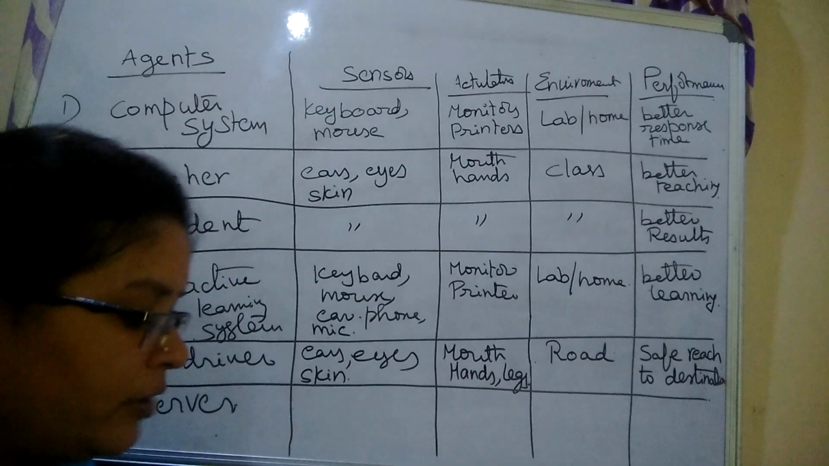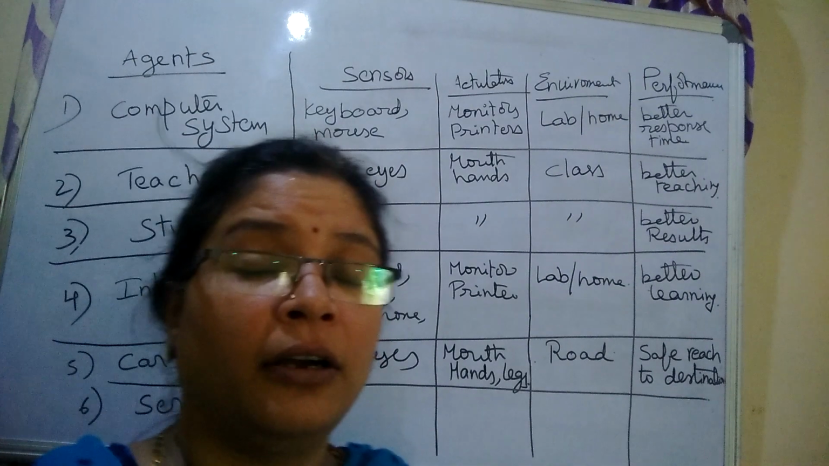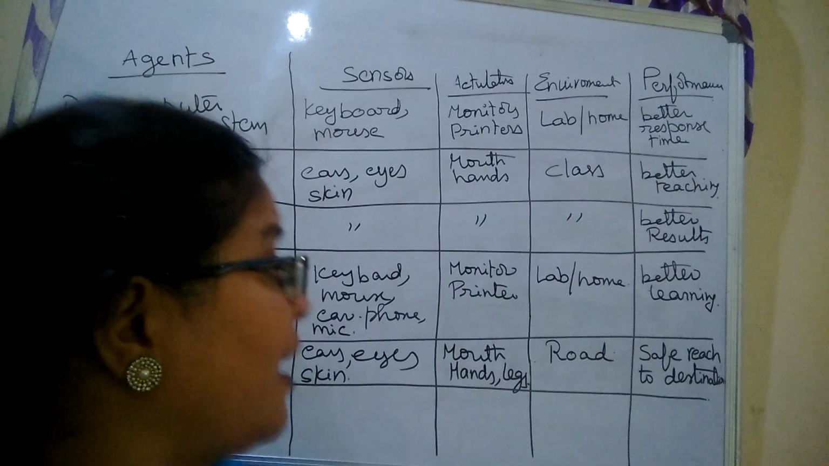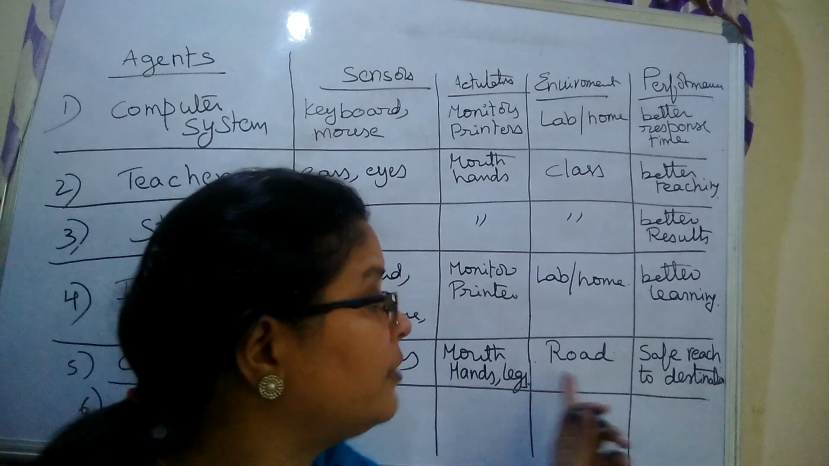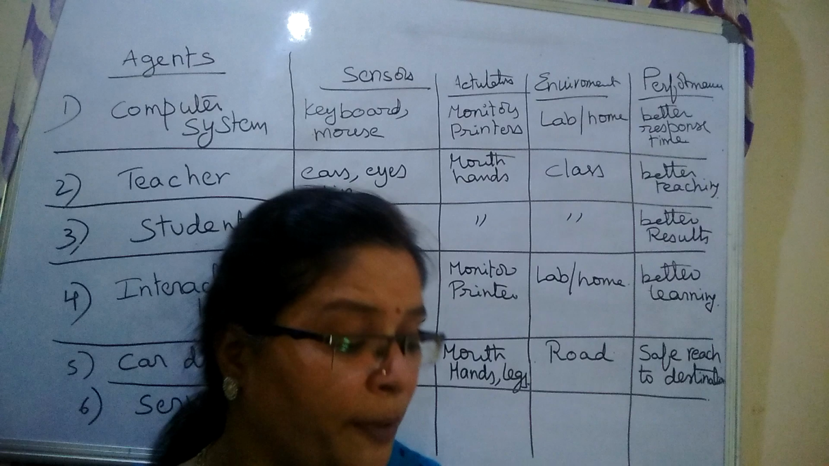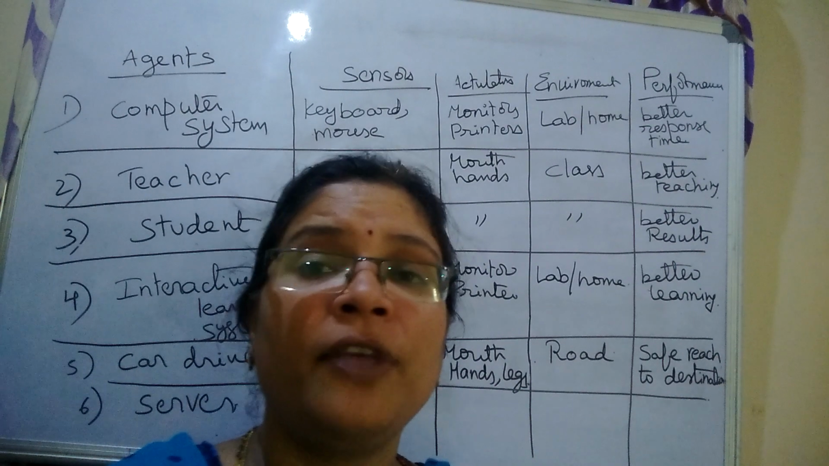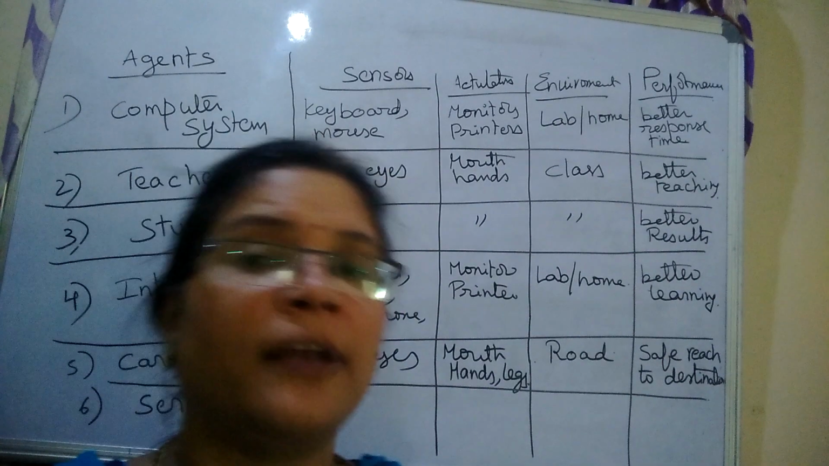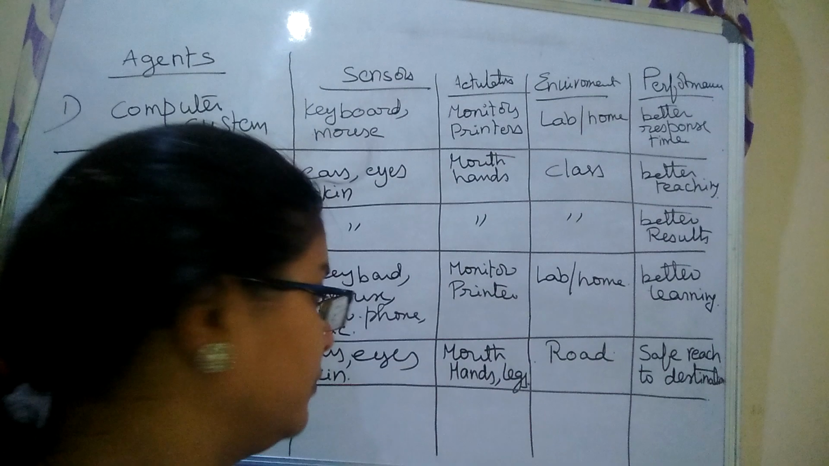So, a car driver is a human agent. By default, each and every human agent has ears, eyes, skin as the sensors and mouth, hands and legs as actuators. And normally he works on the road. And what is the better performance of a car agent? If he reaches safely from the source to the destination, then we can call the car driver a better performing driver.